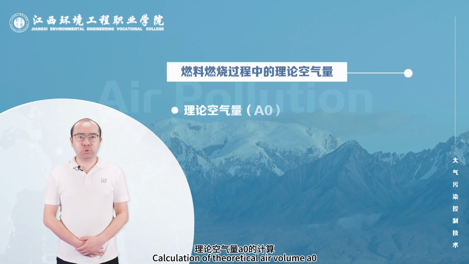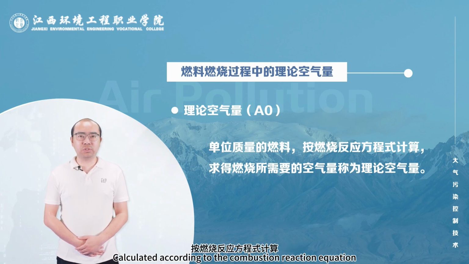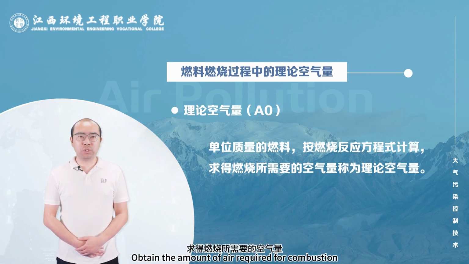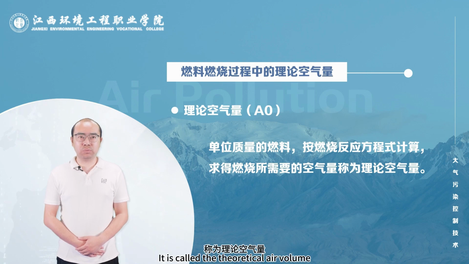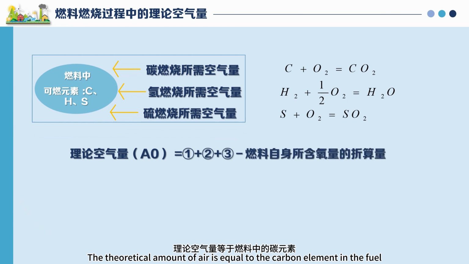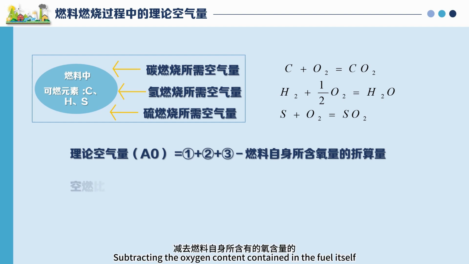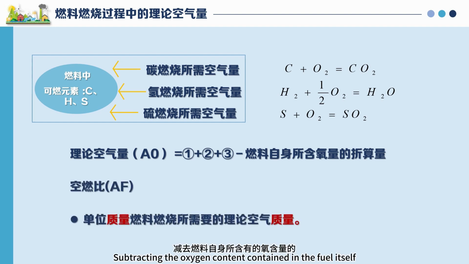Calculation of theoretical air volume A0. Theoretical air quantity refers to the amount of air required for combustion, obtained by calculating according to the combustion reaction equation per unit mass of fuel. It is called the theoretical air volume. The theoretical amount of air is equal to the oxygen required for complete combustion of the carbon, hydrogen and sulfur elements in the fuel, subtracting the oxygen contained in the fuel itself.